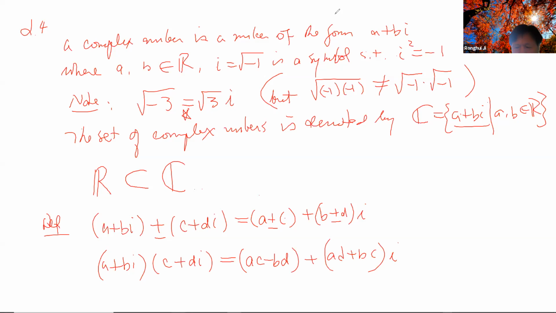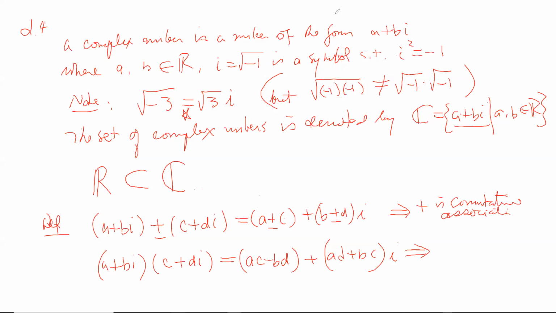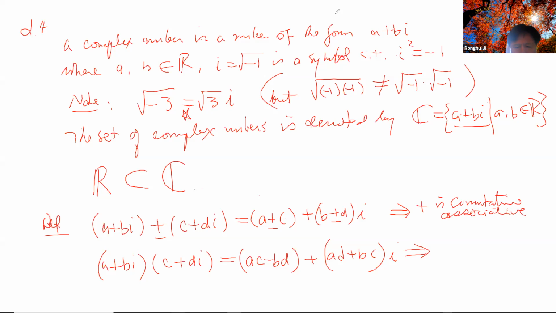And then using this definition, you can check that this implies that addition is commutative and associative. And this one implies that multiplication is commutative and associative.